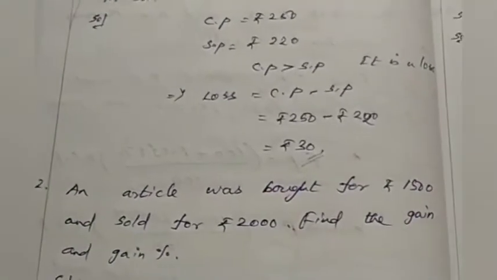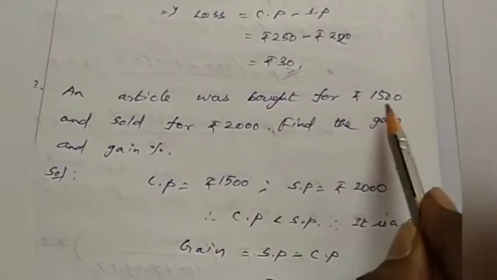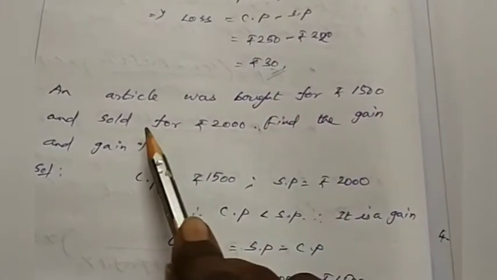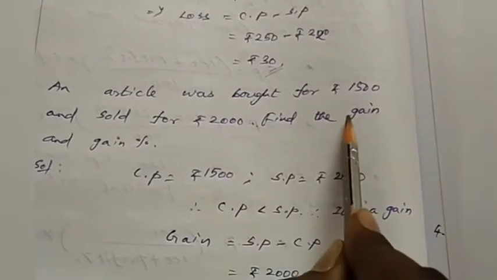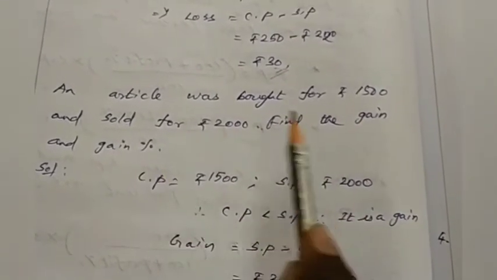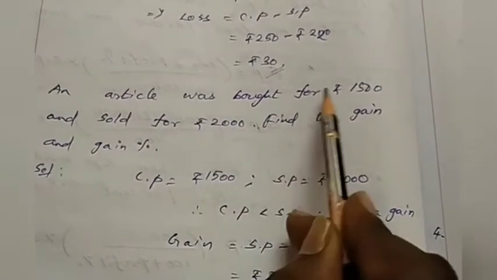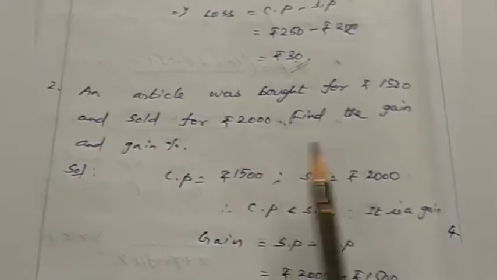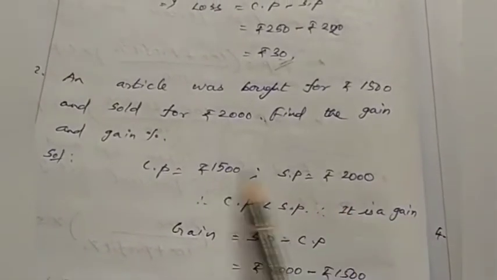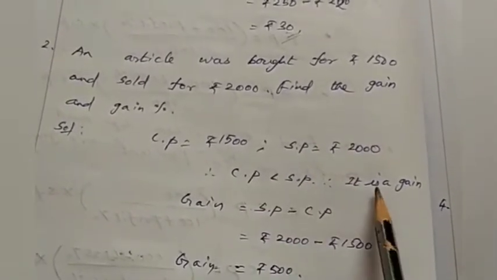The next example: an article was bought for rupees 1500 and sold for rupees 2000. Find the gain and gain percent. Here the cost price is rupees 1500 and the selling price is rupees 2000. Comparing, cost price is less than selling price, so it is a gain.